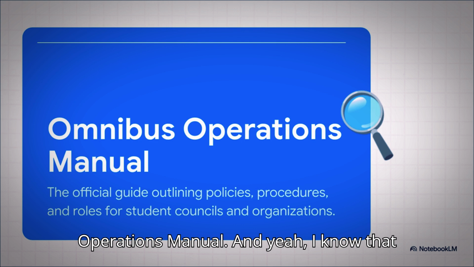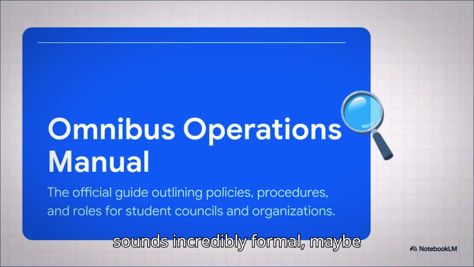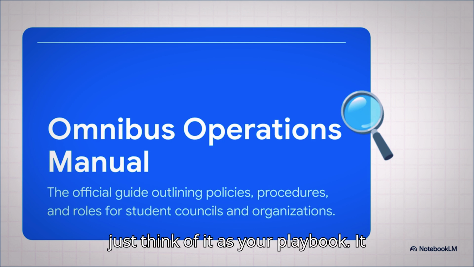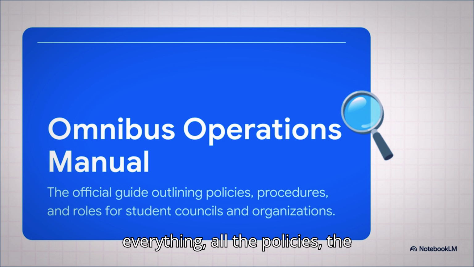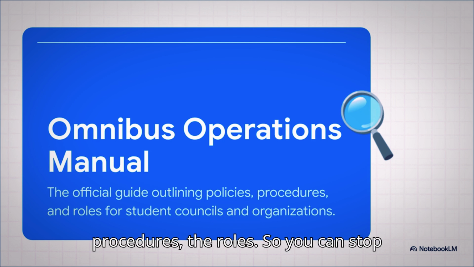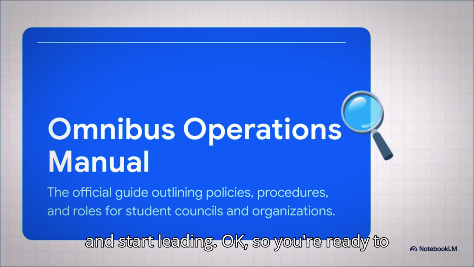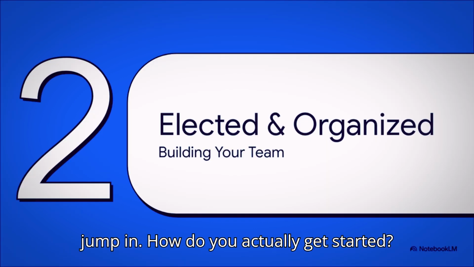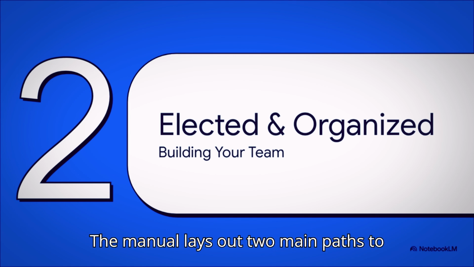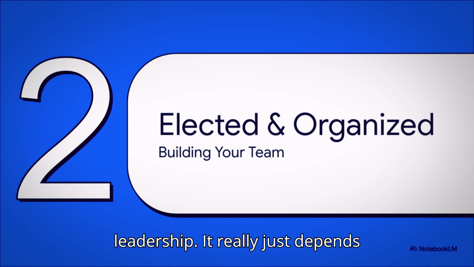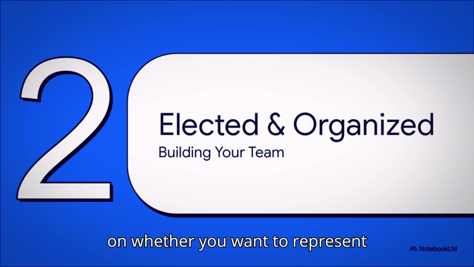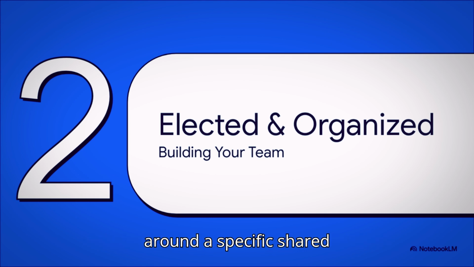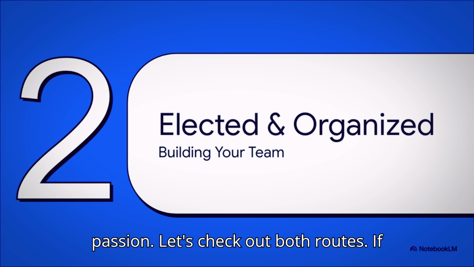And yeah, I know, that sounds incredibly formal, maybe even a little intimidating, but honestly, just think of it as your playbook. It lays out everything, all the policies, the procedures, the roles, so you can stop guessing and start leading. Okay, so you're ready to jump in. How do you actually get started? The manual lays out two main paths to leadership. It really just depends on whether you want to represent everybody or if you want to build a team around a specific shared passion. Let's check out both routes.